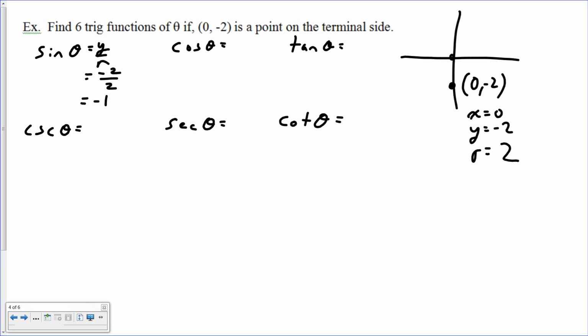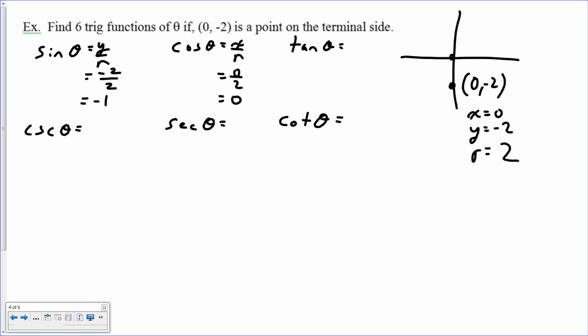Cosine theta, 0 over 2, because it's x over r. What number times 2 gets you 0? 0 times 2 gets you 0. The other way you can't do it. That's why it's undefined.